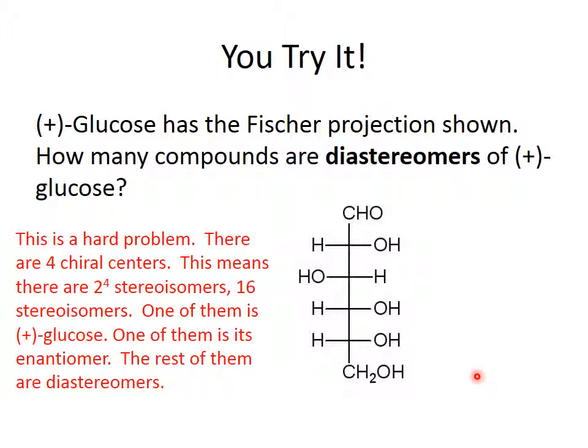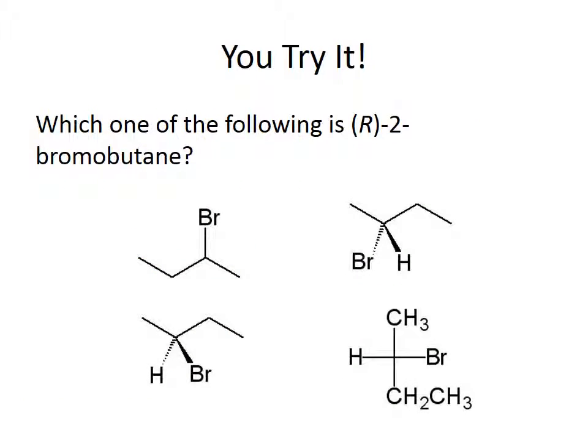Why did I want to do this problem with you? Because it's so hard. That's a really hard one. The reason I wanted to is I wanted to give you this formula: the number of stereoisomers that you have for any molecule is, you count up how many chiral carbons or chiral centers you have, and then you're going to have 2 to that many stereoisomers. It's a very useful little formula.